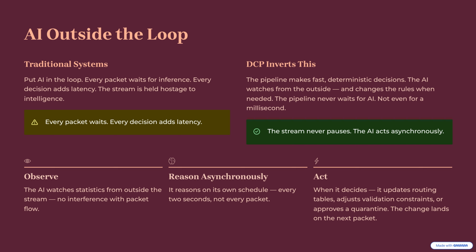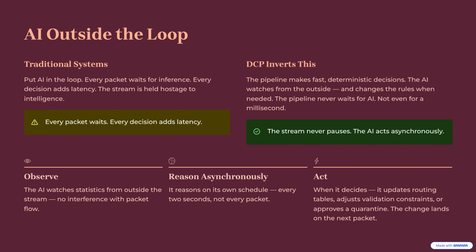Traditional systems put AI in the loop. Every packet waits for inference. Every decision adds latency. The stream is held hostage to intelligence. DCP inverts this. The pipeline makes fast, deterministic decisions. The AI watches from the outside and changes the rules when needed. The pipeline never waits for AI, not even for a millisecond.